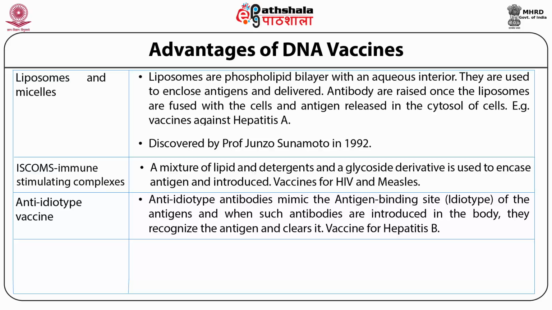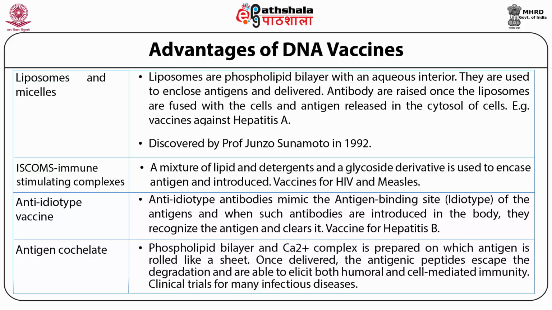The last strategy is known as the antigen cochleate process. A phospholipid bilayer and calcium complex is prepared, on which the antigen is rolled like a sheet. Once delivered, the antigenic peptides escape degradation and are able to elicit both humoral as well as cell-mediated immunity. Clinical trials for many infectious diseases are being considered via this method.